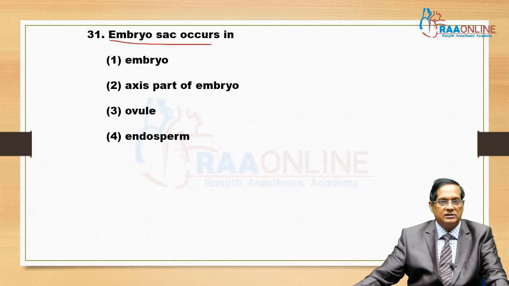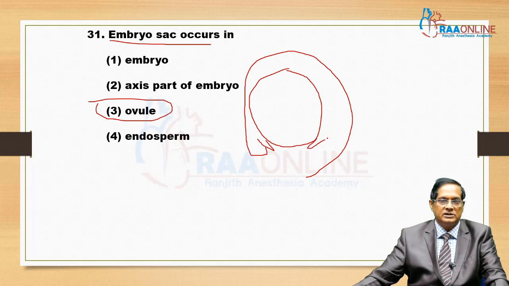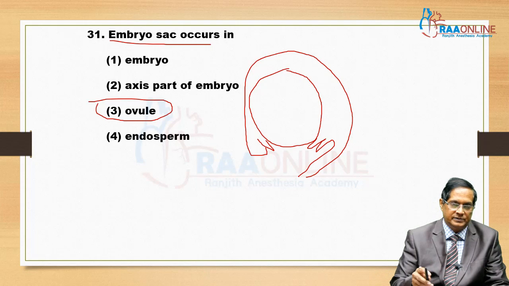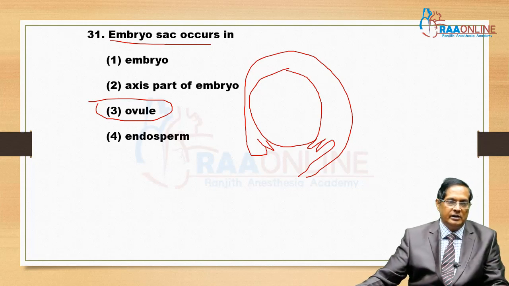Embryo sac occurs in, answer straightaway, the ovule. This is the nucellus of the ovule, and within this nucellus, the embryo sac develops. Embryo sac develops from the megaspore mother cell.